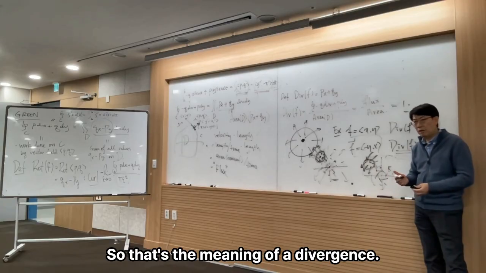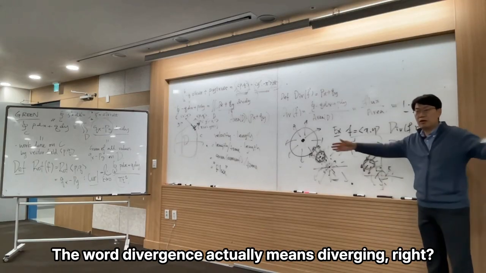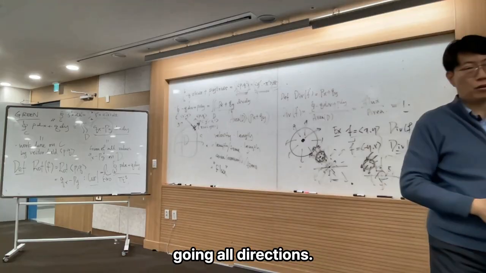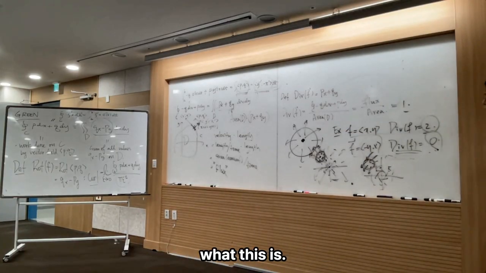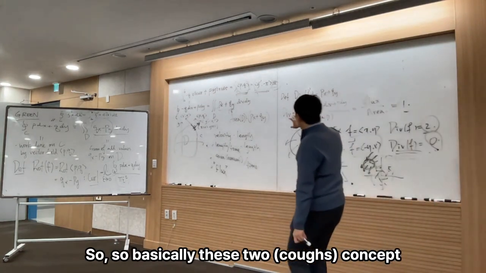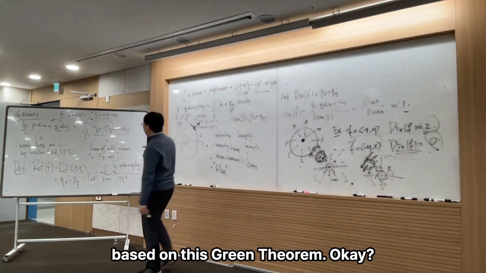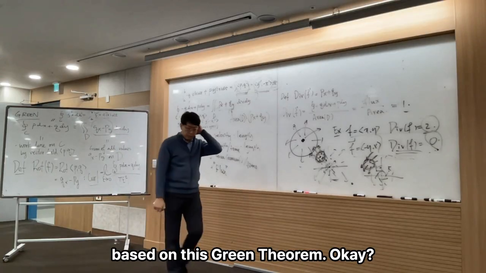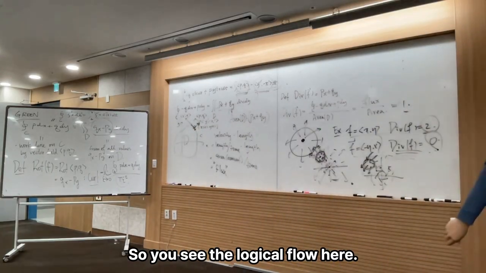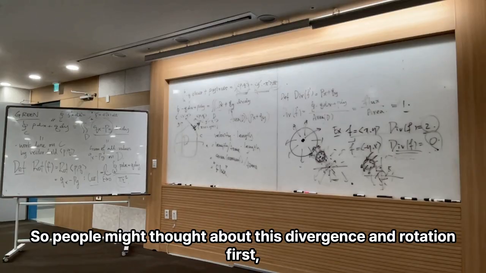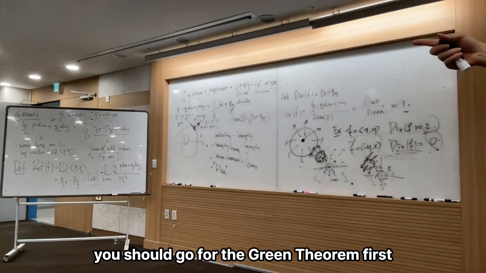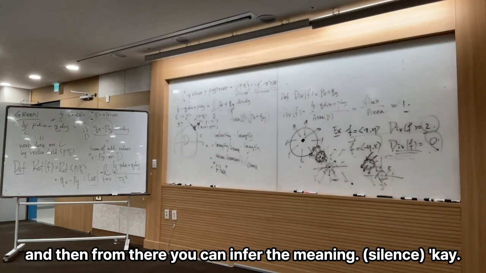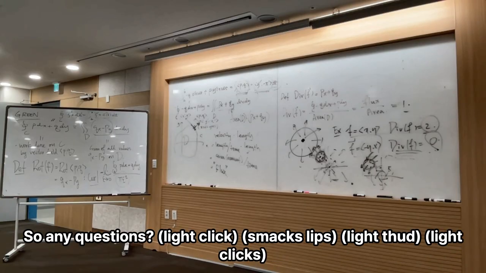So that's the meaning of divergence. The word divergence actually means diverging, right? It's expanding, going in all directions. So that's a good name for what this is. Basically, these two concepts, divergence and rotation, are based on Green's theorem. So you see the logical flow here. People might have thought about divergence and rotation first, but whenever you try to explain the meaning, you should go to Green's theorem first, and then from there you can infer the meaning. Okay, so any questions?